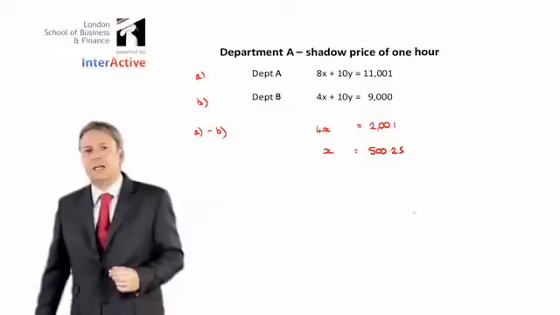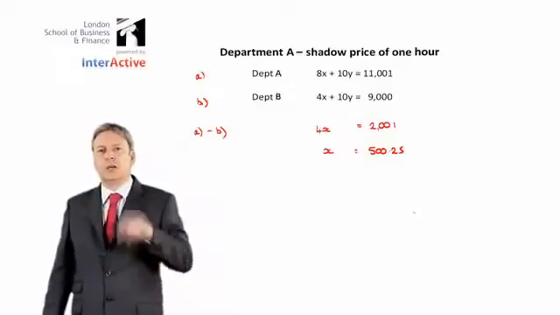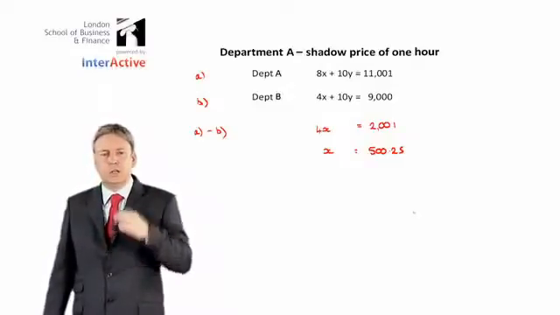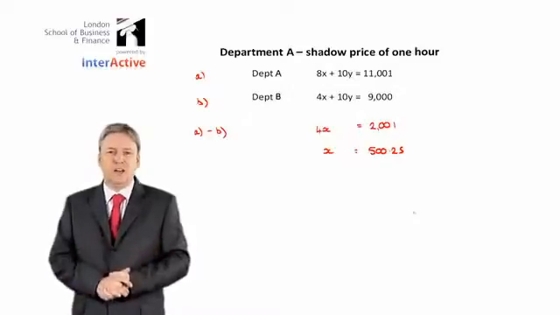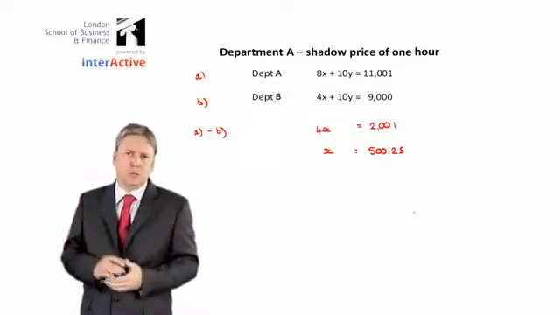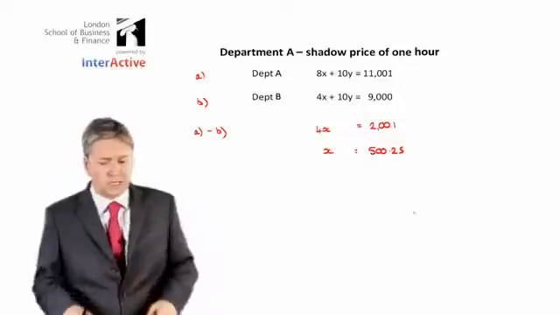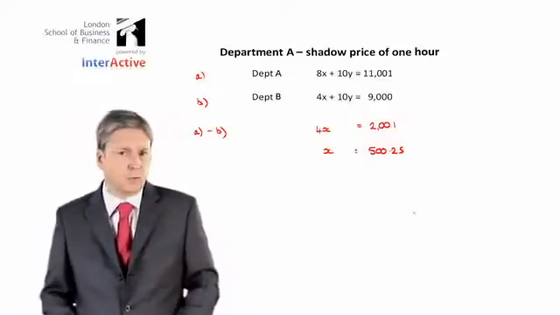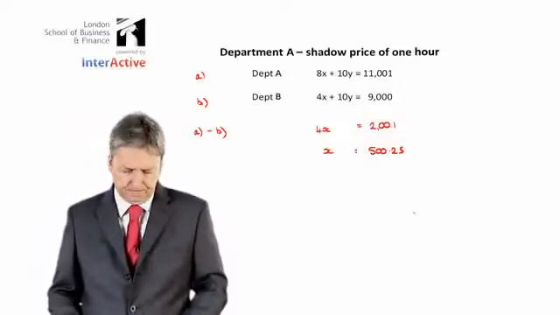Now, it's quite important, this. When you look at linear programming, the assumption is that you can have part units. So you don't have to have whole units. So here, 500.25, I know it looks a bit foolish, but that is wholly acceptable. In fact, it's a fundamental assumption of linear programming.